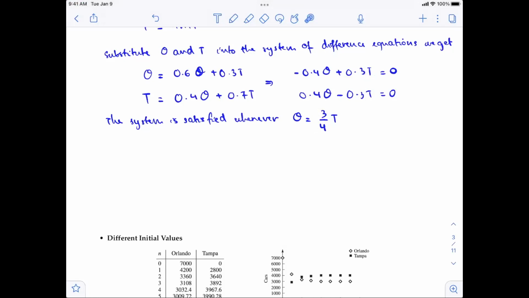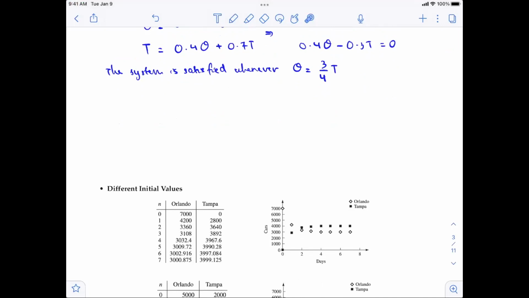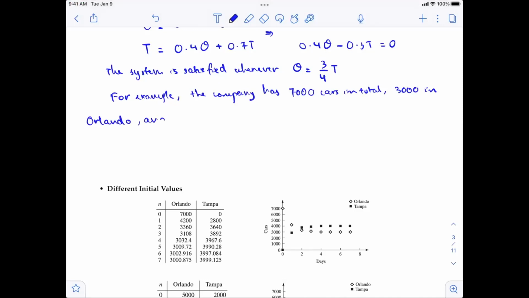Okay. Now at the beginning, we have the initial values that are given to us. That is, the company owns 7,000 cars in total. And we're going to start with 3,000 cars in Orlando and 4,000 cars in Tampa and see what's going to happen. So for example, the company has 7,000 cars in total, 3,000 in Orlando and 4,000 in Tampa.